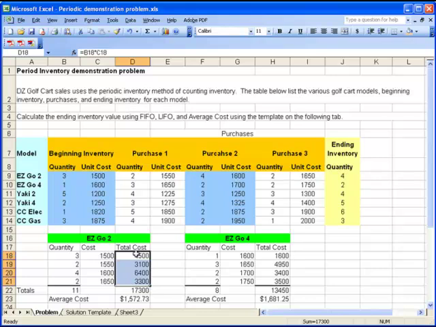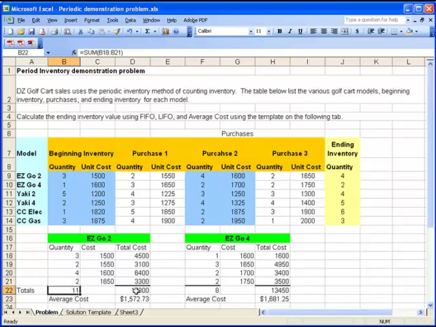And to find the average cost of our inventory, we add up all of the total cost of our inventory that we purchased at different times. $4,500 plus $3,100 plus $6,400 plus $3,300 is $17,300. And we add up the total quantity that we had available for sale, which was 3 in beginning inventory plus 2 more purchased, plus 4 more purchased, plus 2 more purchased. That was a total of 11.